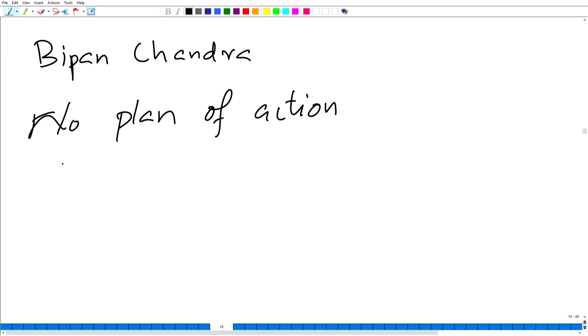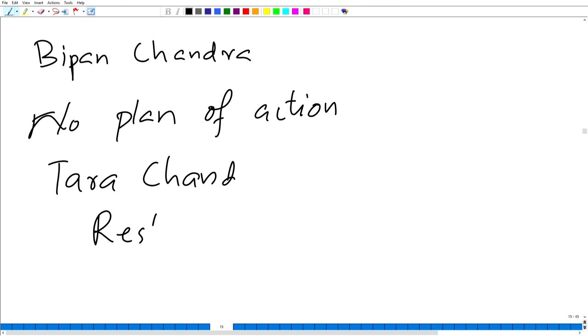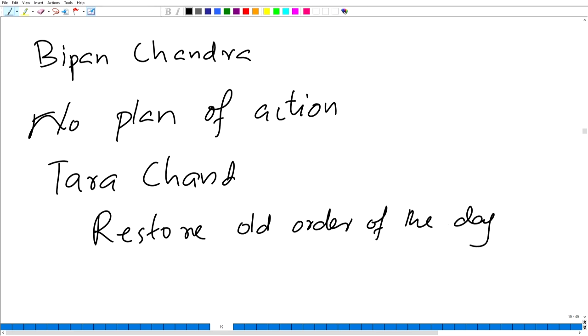The next opinion is from Tarachand, another historian. Tarachand argues that it was the last attempt of the Indians to restore the old order of the day, the order before the arrival of the British. These were the different opinions tendered by scholars and historians regarding the nature of the rebellion of 1857. In conclusion, I may say that there is no unanimity among the scholars or historians regarding the nature of the rebellion of 1857.